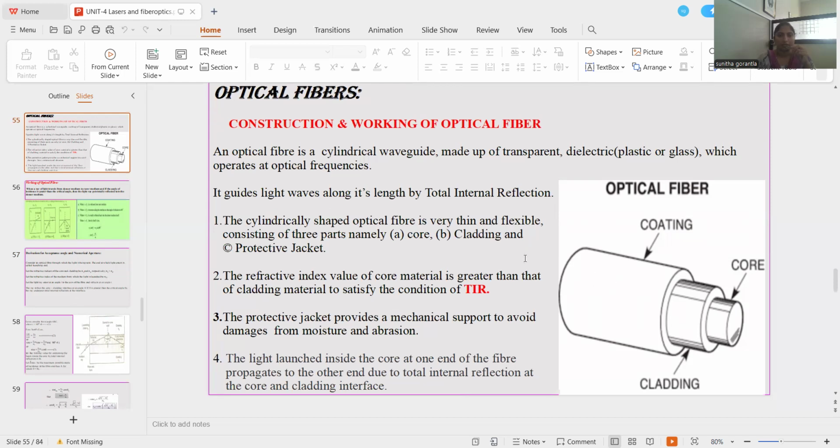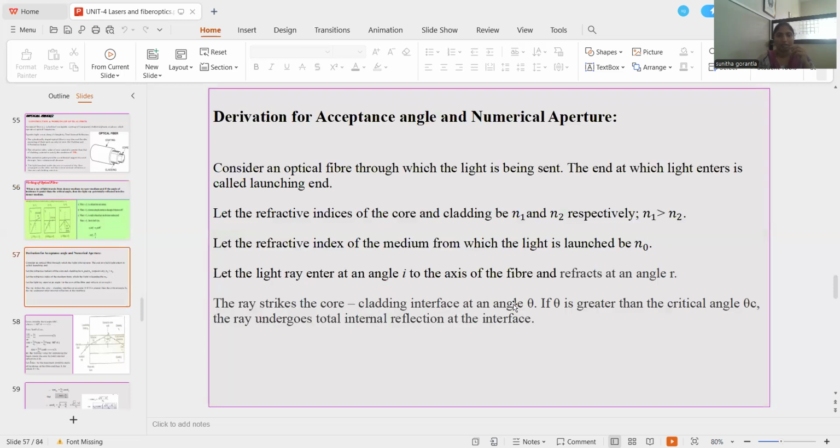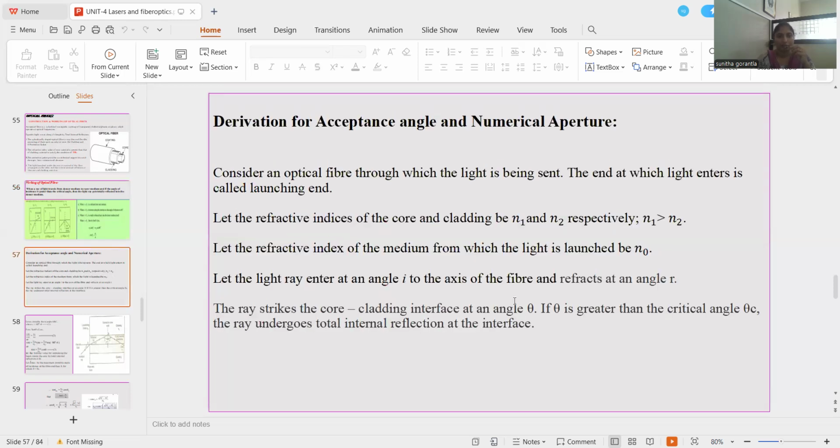Now the working or principle of optical fiber. The principle of optical fiber is total internal reflection, which is possible when the incident angle is greater than the critical angle. Now, what are the conditions for total internal reflection? First, the light ray travels from the denser to the rarer medium, and the refractive index N1 is greater than N2, meaning the light ray always travels from high refractive index medium to low refractive index medium, and the angle of incidence is greater than the critical angle. These are the conditions for total internal reflection.